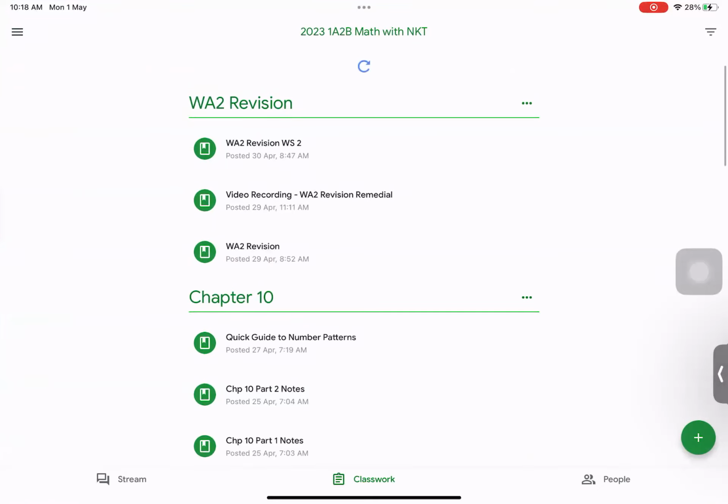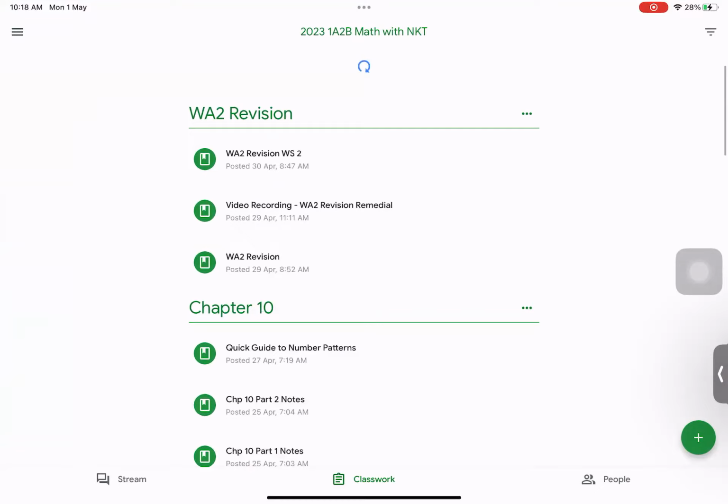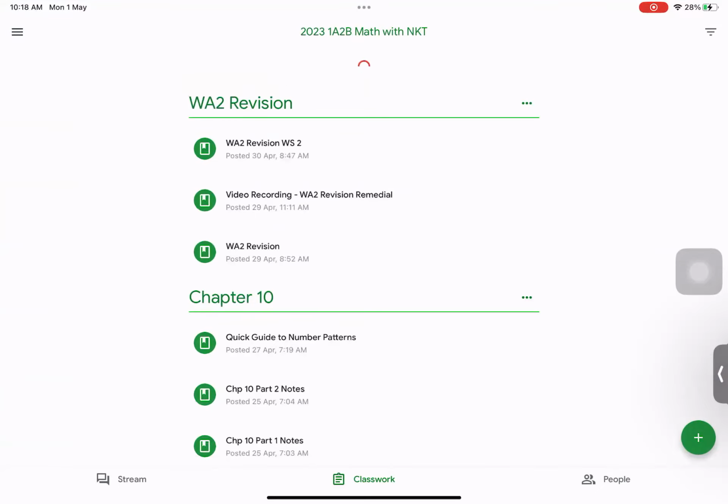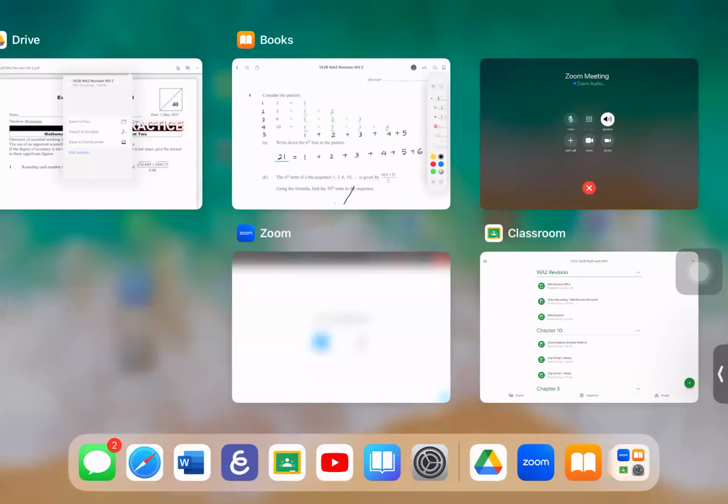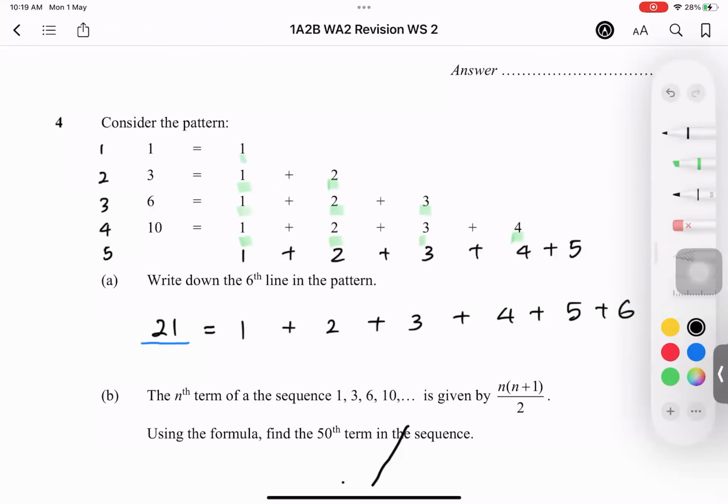You go to your Google Classroom on your iPad. Go to WA2 Revision Worksheet 2, the very first one on top over here. Then you can watch the recording for the rest of the other questions that you've missed. We're going to move on.